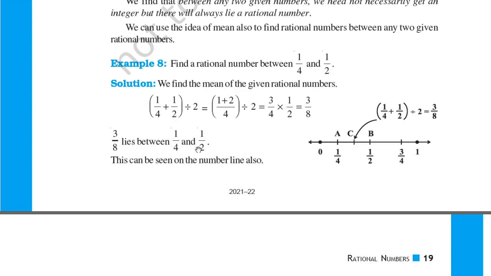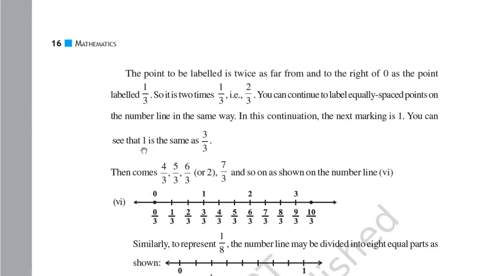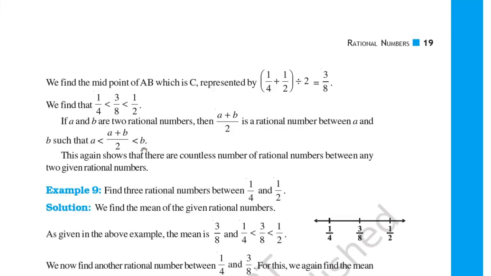This can be seen on the number line. You can see they have given here 3 by 8. Find the midpoint of AB, which is C. So we represent it by 3 by 8. So 3 by 8 is between 1 by 4 and 1 by 2. So if A and B are two rational numbers, then (A plus B) by 2 is a rational number between A and B. This again shows that there are countless rational numbers between any two given rational numbers.